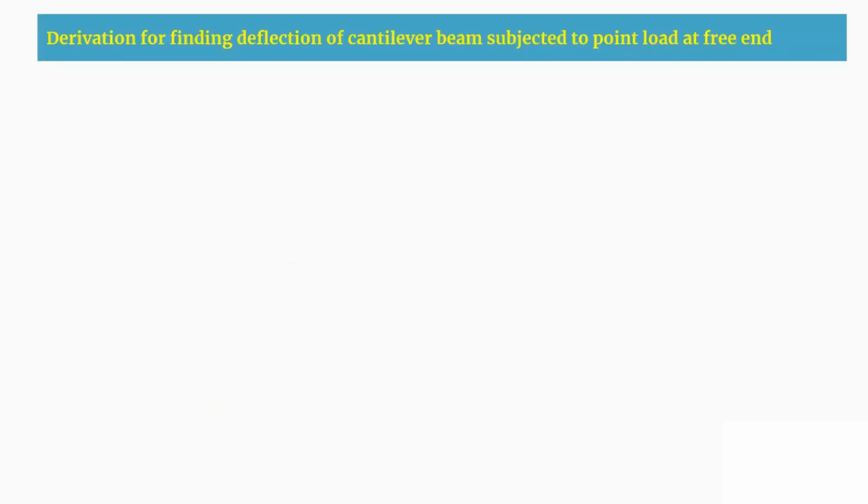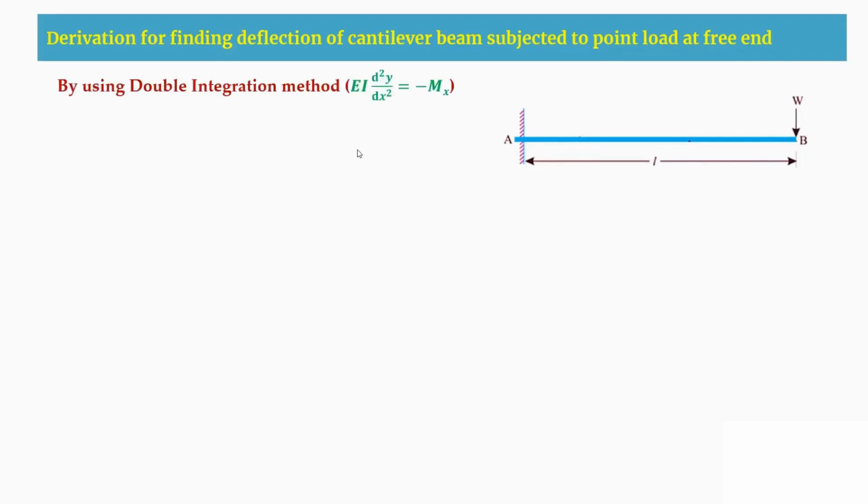So coming to the next, here we are going to derive the deflection of a cantilever beam subjected to a point load at the free end. So this is a cantilever beam which has a point load at the free end, and the span here is length L. I'm using the double integration method, where the equation is EI d square y by dx square equals minus Mx.